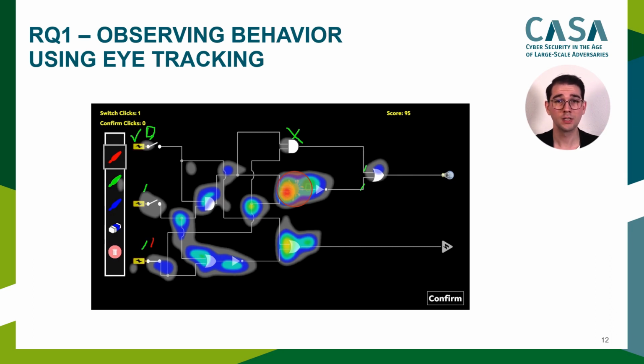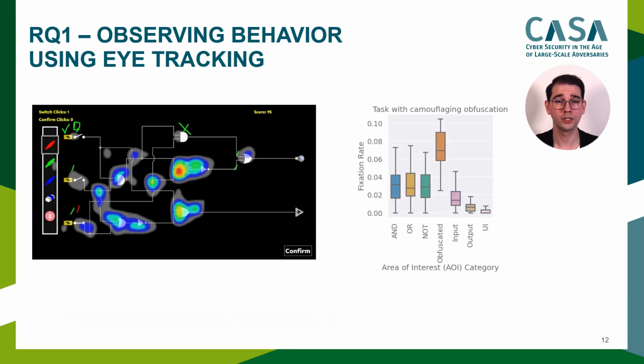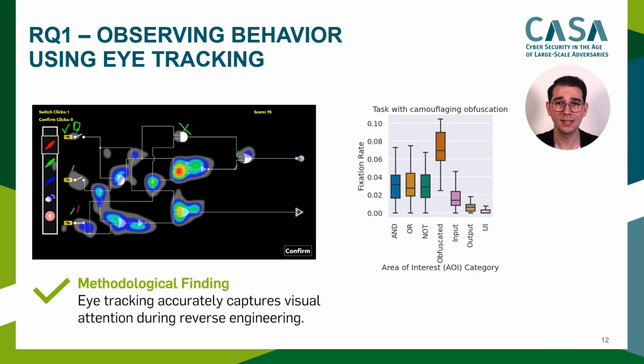To make a broader statement about how reverse engineers navigate this circuit, it's beneficial to move to a quantitative perspective. This plot clearly shows that we observed elevated attention on the obscured gate across most participants. And this result matches our expectation that visual features that stand out receive major attention, showing that our method can indeed accurately capture and quantify visual attention in our simulation environment.